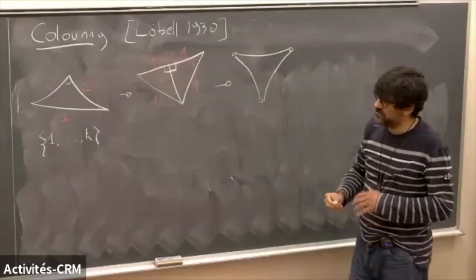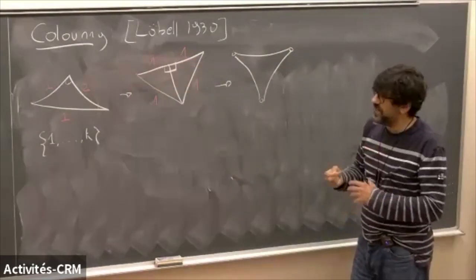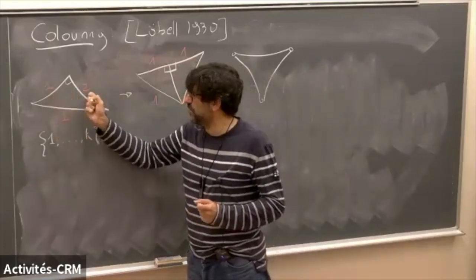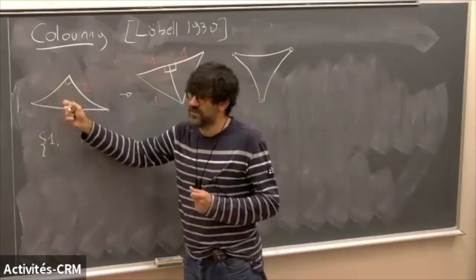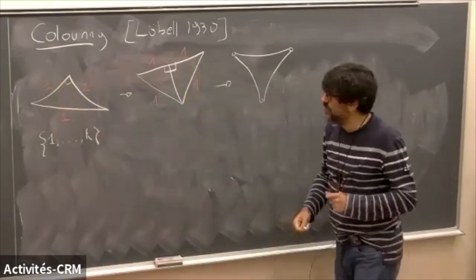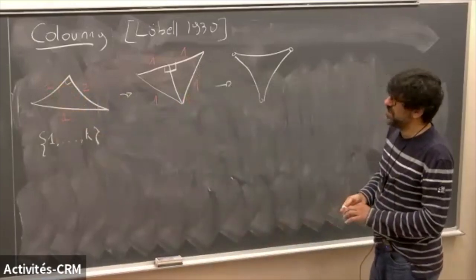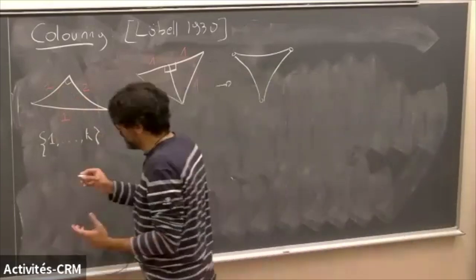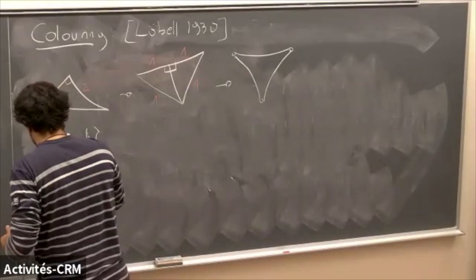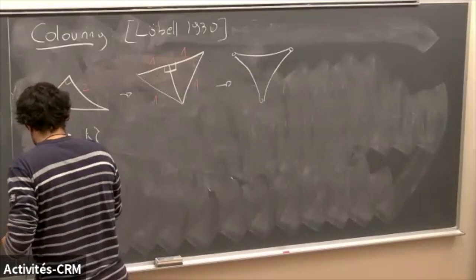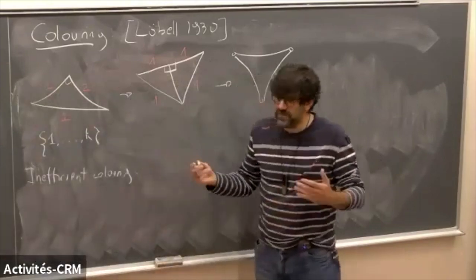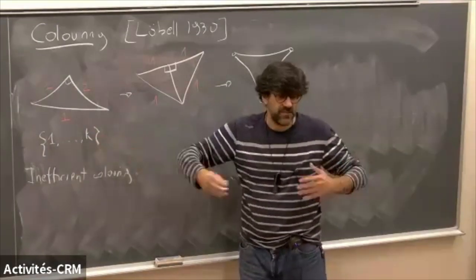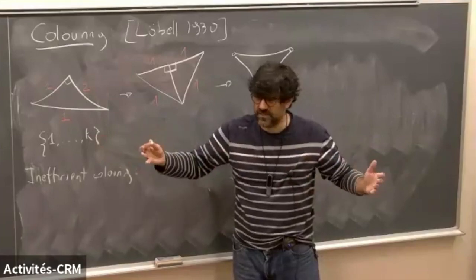There are finer versions of this construction, where you put some vectors in some vector space, but we don't really need them here. So you can choose the trivial coloring. Let's call it the inefficient coloring. The inefficient coloring is the one where every face gets a different color, so you take k equal to the number of faces, and you give a different color to every face.